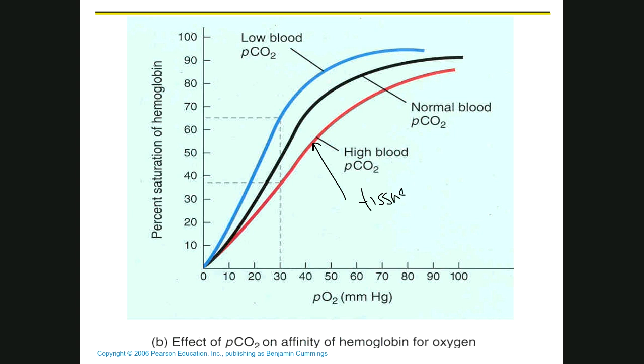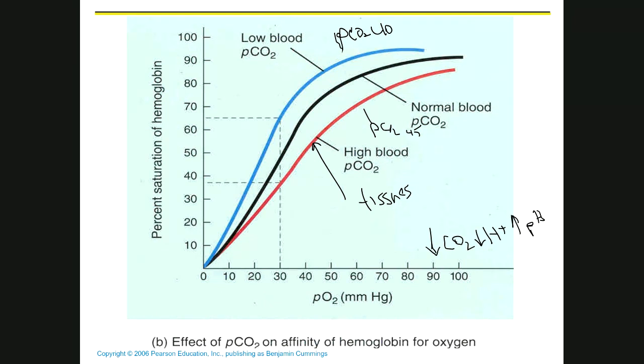And then when I get back to the lung, think about it. This is partial pressure carbon dioxide of 45. But when I get back to the lung, the partial pressure of carbon dioxide is 40. So in other words, carbon dioxide went down. So what happened to hydrogen ions? They went down. What happened to pH? It goes up. So remember, they're tightly connected to each other.